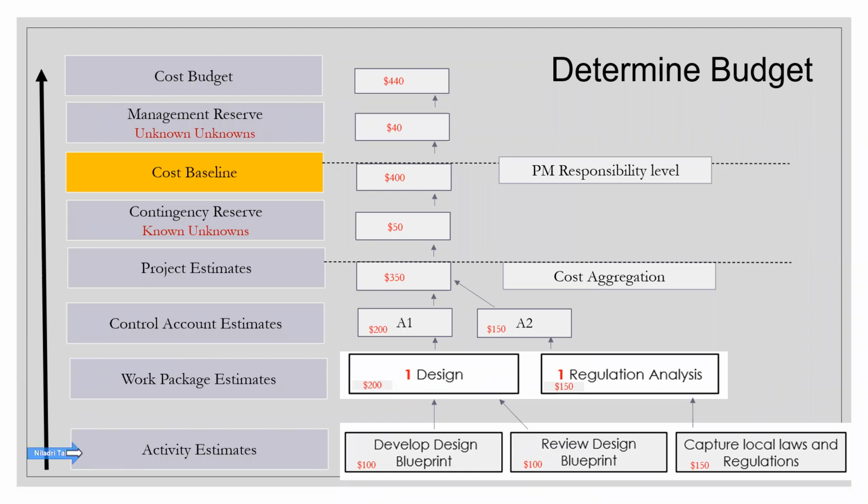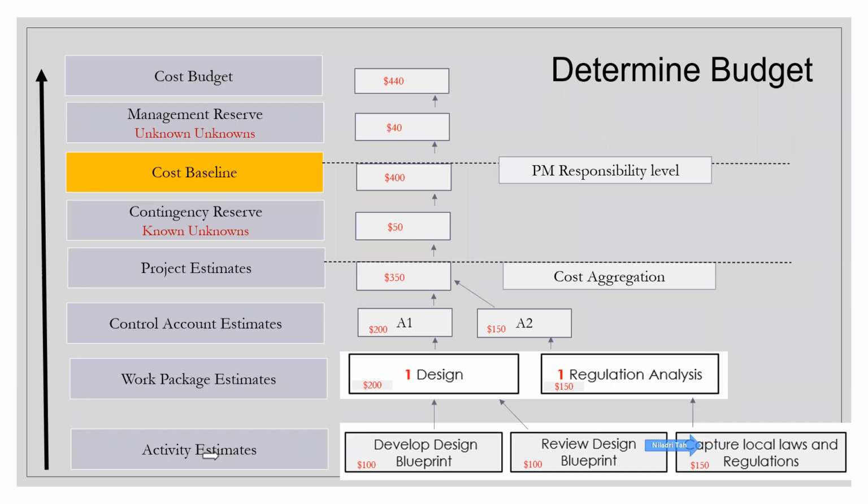The activity estimates. We already have seen that we are breaking down the project scope into a number of activities, right? So now these activities, let's say develop the design or review the design or capture the local laws and all that. These are the different kinds of activities that we have got on the project, right? And we estimate each of the activities, saying that this will cost us maybe $100. This also will be 100, this will be $150 and so on, right?